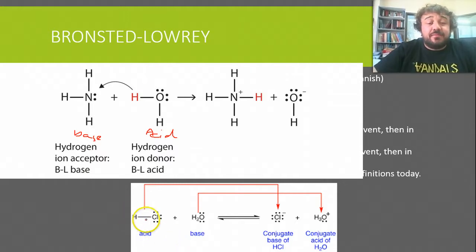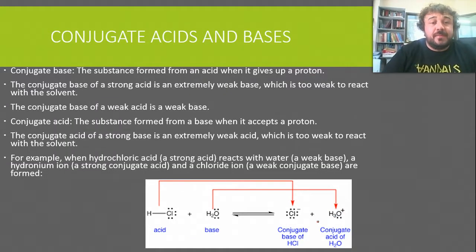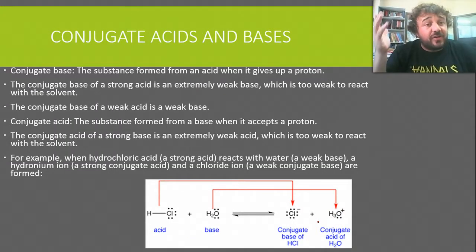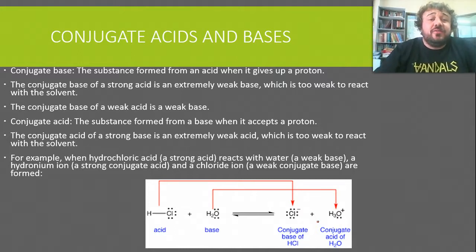HCl is an acid because it gives up a hydrogen. We'll come to these phrases in a second. Water is a base because in this case it accepts it to make a hydronium ion. Okay, so very simple. Now, let's look at the idea of conjugate bases. A conjugate base is what is formed when an acid gives up its proton. So here's the acid, and that there is its conjugate base. It's formed when this acid gives away its proton.